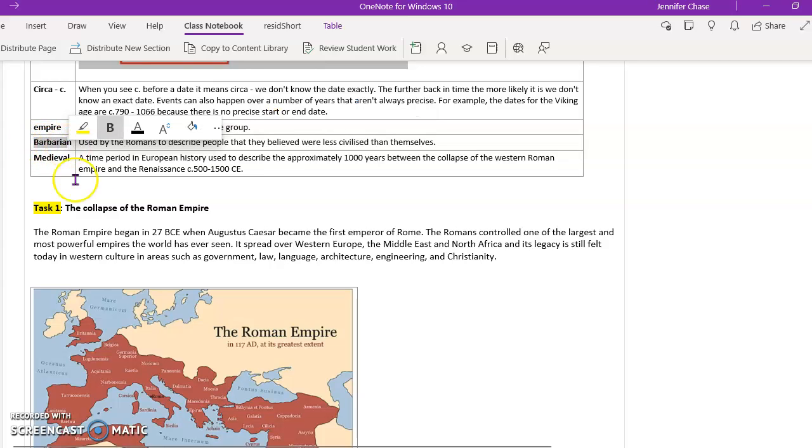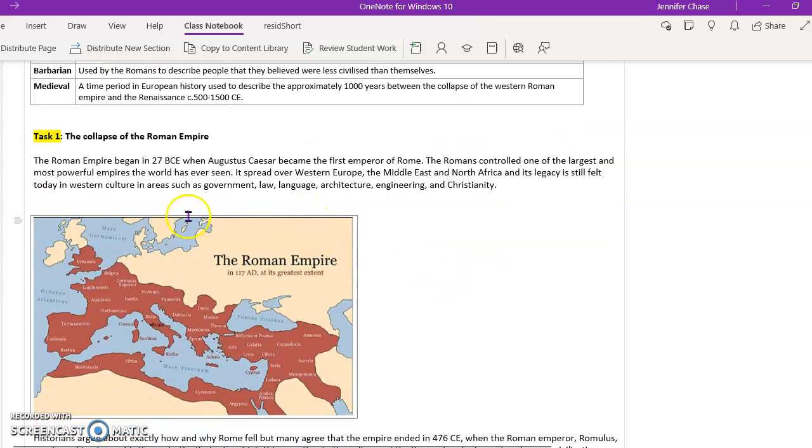Barbarian. Barbarian was a term that was used by the Romans to describe people that they believed were less civilized than themselves. They lived outside of the Roman Empire. So if I just quickly go down to this map of the Roman Empire, if you were a Roman living here in Rome, you would call the people that lived over here barbarians. Nowadays, we use it to mean ruthless, maybe violent, and that is why the Romans called people that, but they basically just didn't like them because they weren't part of the Roman Empire.